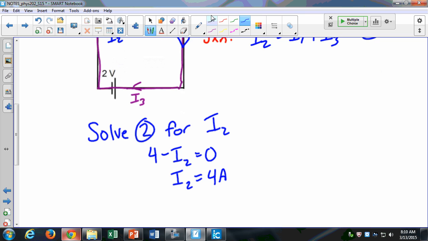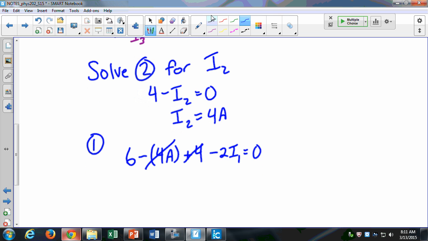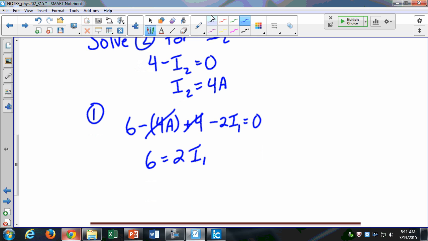So that is solving equation 1. These two cancel. I'm left with 6 equals 2I1. So I1 equals 3 amps. So this is just solving equation 1.